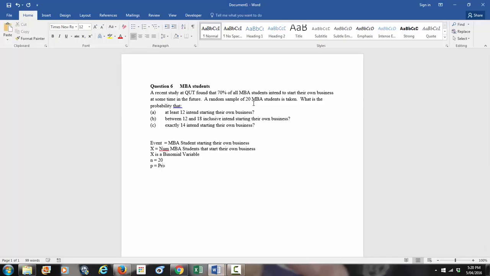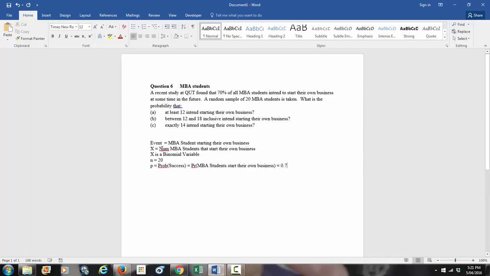Now P refers to the probability. I generally write it out as the probability of success for a single event. Remember, it's all about however many MBA students start their own business, so we need to know the probability. In this case, P refers to the probability that an MBA student starts their own business. That information is given to us in the question: that is 70%, or 0.7 as a decimal figure. Okay, so now we've identified it's a binomial variable.